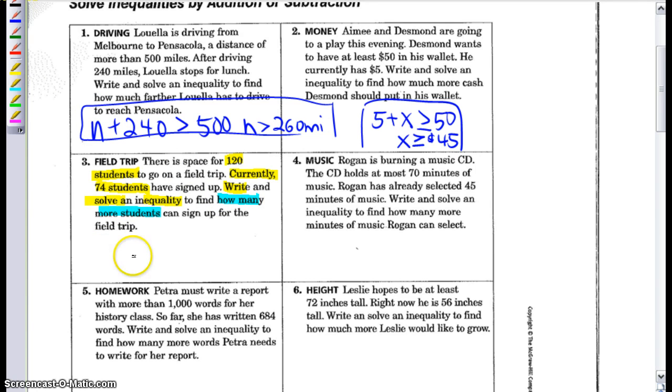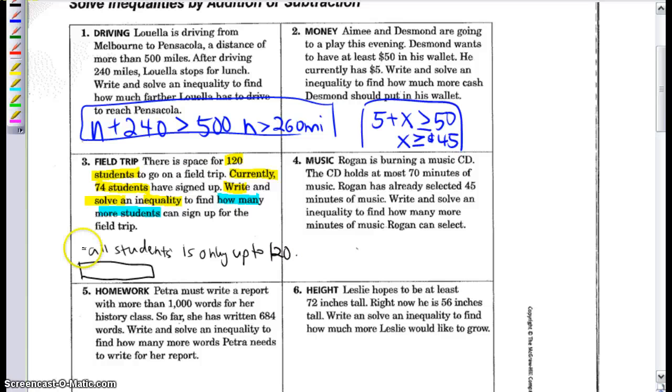So let's start with our inequality. And so don't use equal signs. If I use a little box to help me visually see, let's say that the box represents all the students going. Now all of the students that can go is only up to 120, because the first sentence says that there's only space for 120 students.